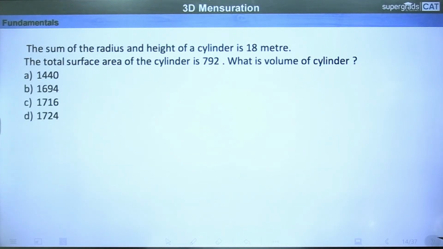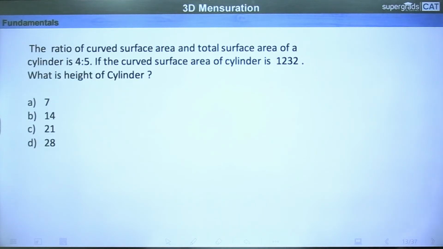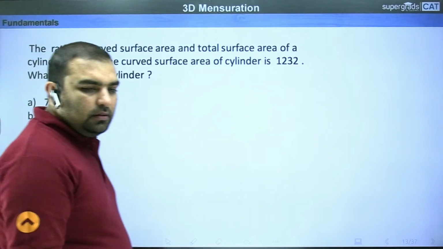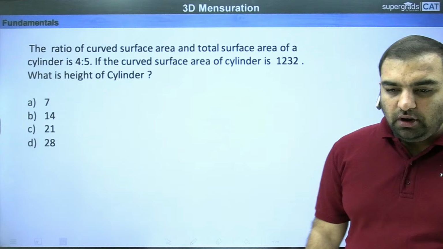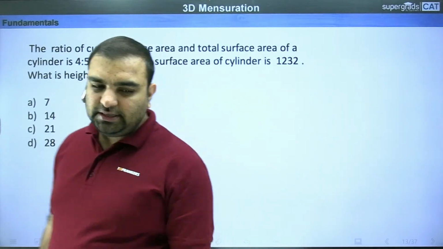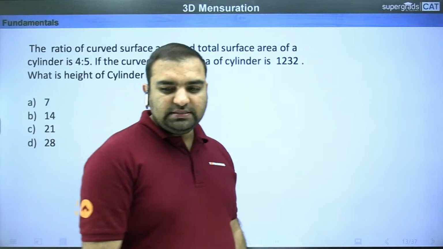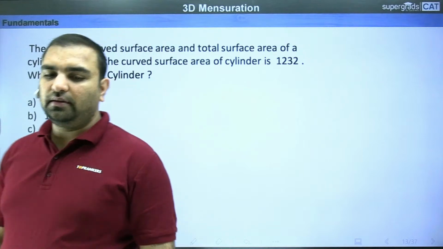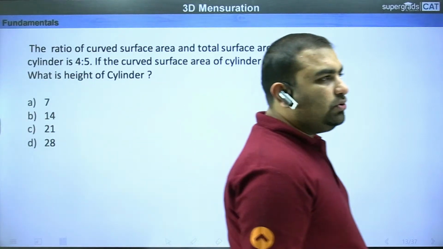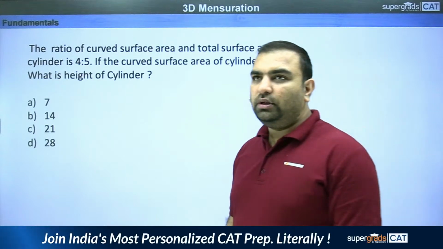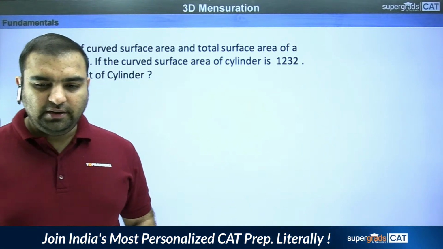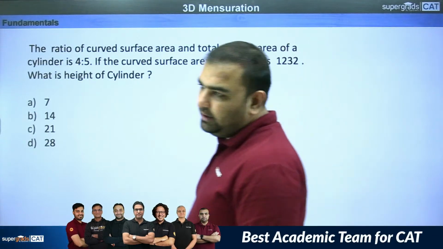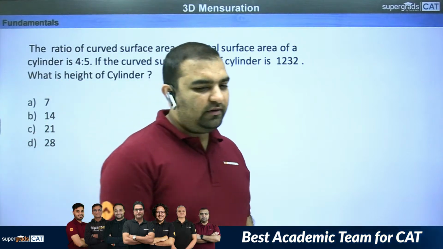चलो एक दो अच्छे क्वेश्चंस आ रहे हैं, लेट्स सी देम. The ratio of curved surface area and total surface area of a cylinder is given. If the curved surface area is this, what is the height of the cylinder? क्या होगी height of the cylinder? बताओ जरा.